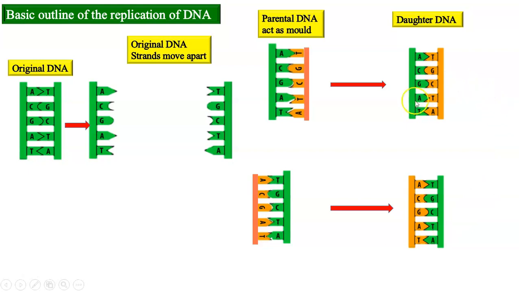At the end, we get two DNA molecules which are exact copies or replicas of the parental DNA. Hence, the process of duplication is called replication. Each new DNA molecule has half its part from parental DNA. Here we can see in green color the parental DNA, and the other half is freshly formed. So orange colored is the freshly formed nucleotide chain. So thus the process is semi-conservative.